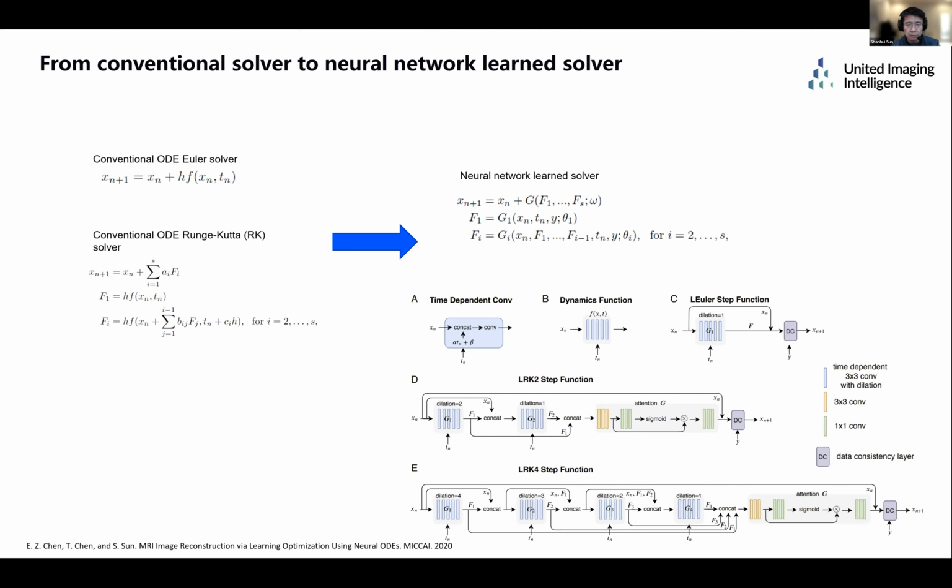Instead of setting those hyperparameters, in this medical image reconstruction work, we utilized a neural network to learn those solvers. Basically, we propose a different network structure just to mimic the behavior of those solvers. We come up with the learned Euler solver, and we come up with learned RK2 and RK4 solvers. I won't go into the details to explain the exact network structure. If you are interested, you can refer to our paper.